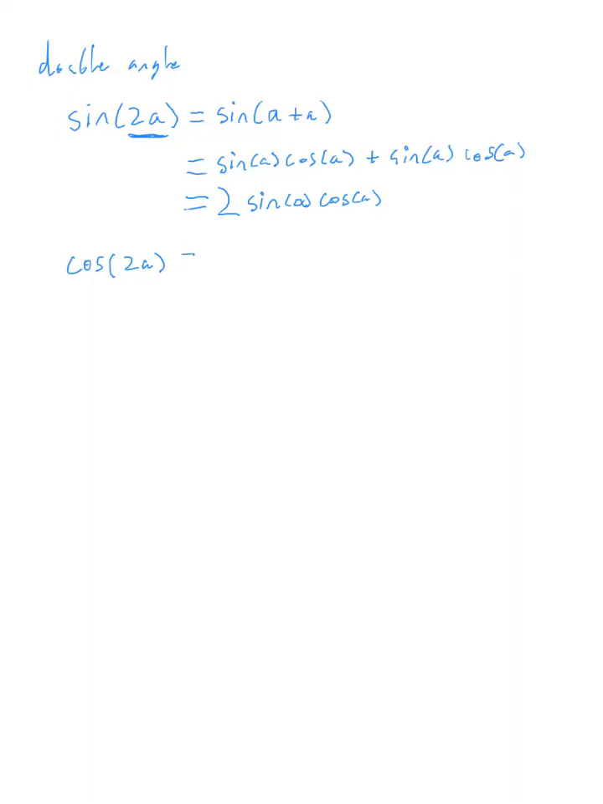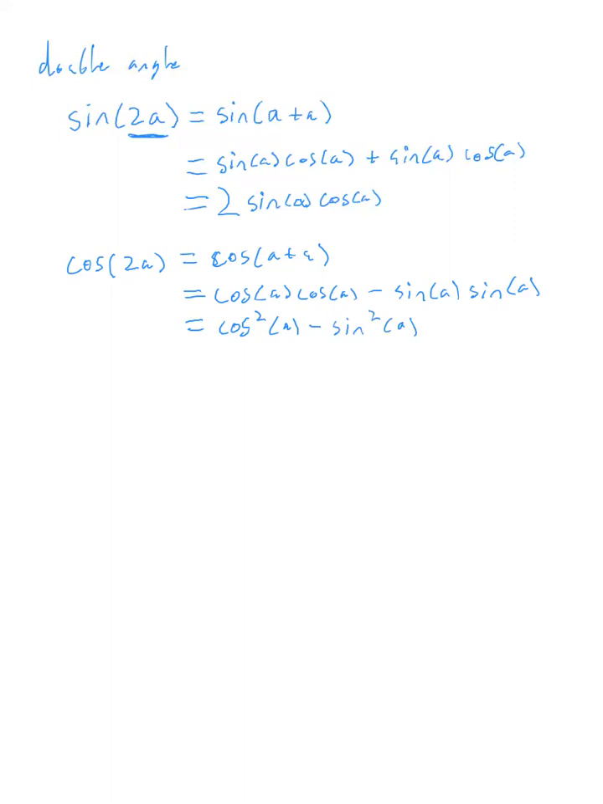So we remember cosine of 2a, we can just do just like we did sine before, and say that's cosine of a plus a. So our formula for angle sum for cosine is cosine of a times cosine of a minus sine of a times sine of a. And we remember multiplying something by itself is just what we call squaring. So I can rewrite this as cosine squared of a minus sine squared of a.